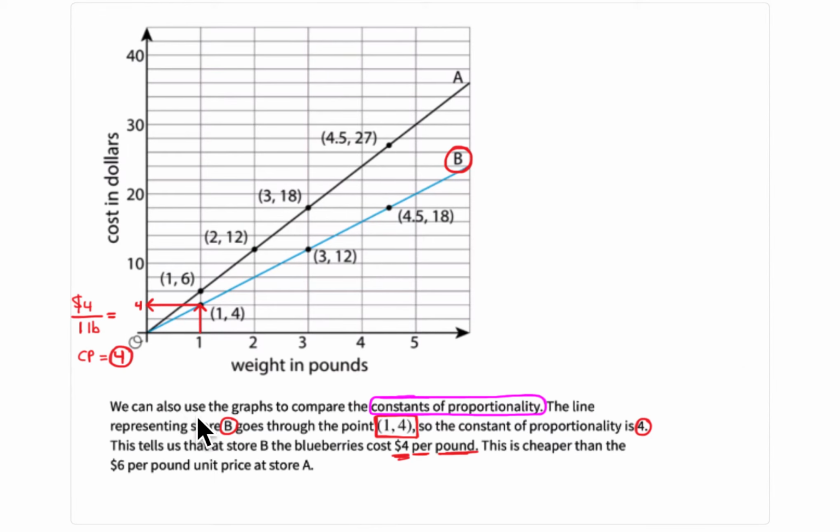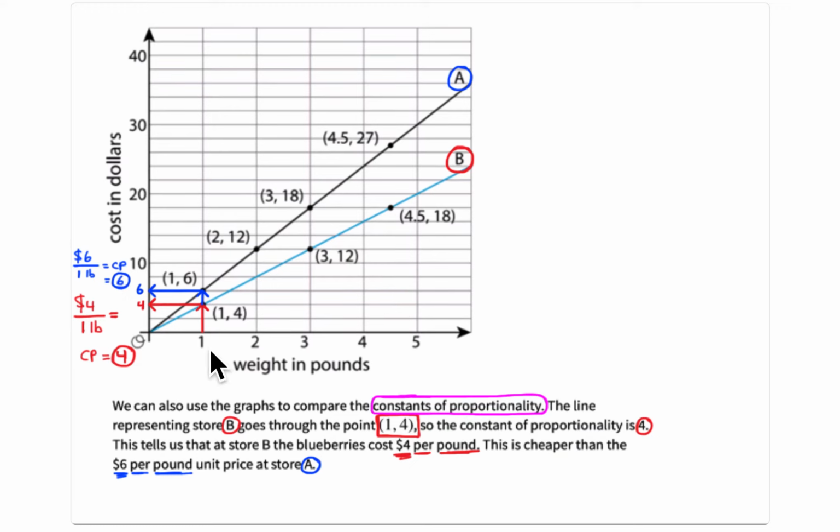So you can go on and look at the constants of proportionality, which we touched on briefly. For store B, at 1 pound, you're going to spend $4. So that's $4 per 1 pound. So y divided by x, 4 divided by 1, is equal to a constant of proportionality of 4. What that means is you use that to figure out what the cost is at any number of pounds you purchase. So if I purchase 4 pounds, 4 times 4 is going to cost me $16. That's right here. If I purchase 5 pounds of blueberries, it's going to cost me $20. That is right here.